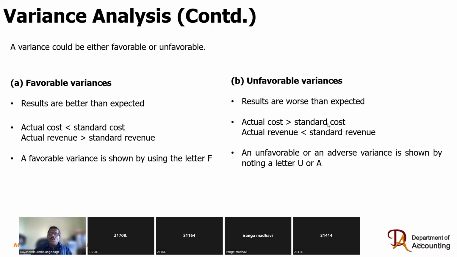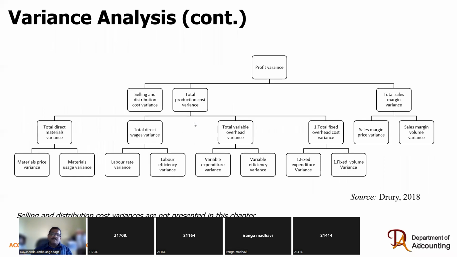Worse: actual cost is more than standard cost, actual revenue is really low, standard revenue is more. That is the unfavorable condition.